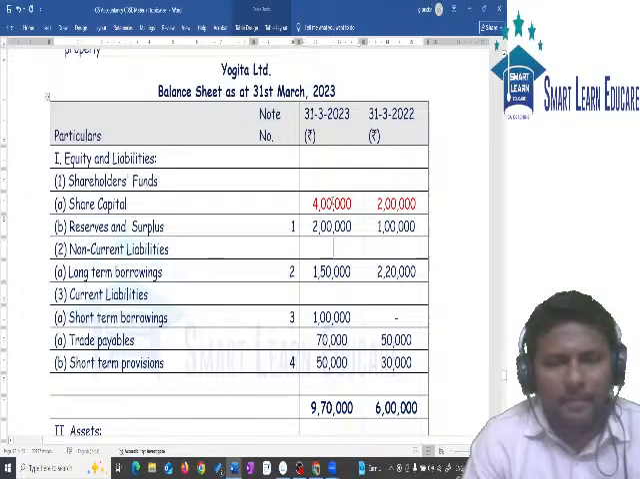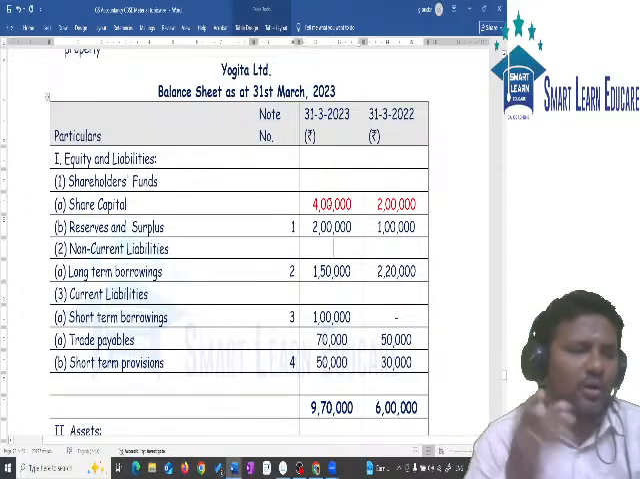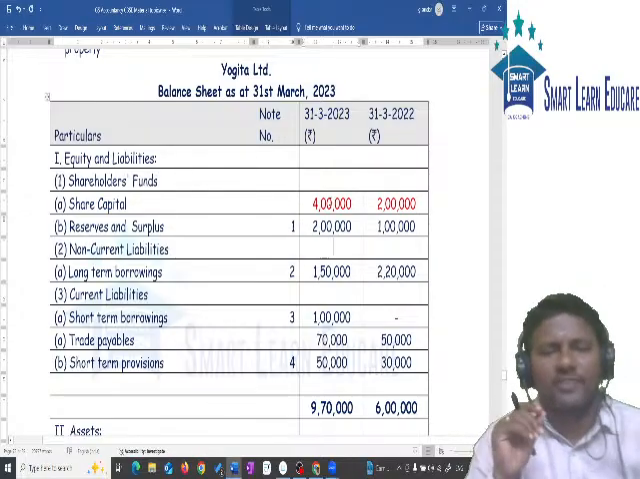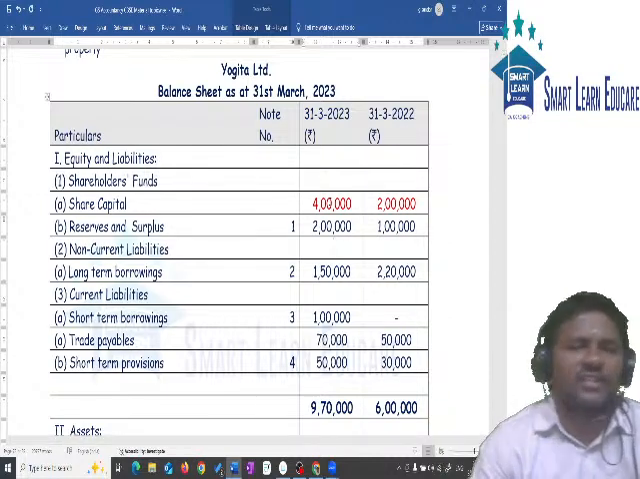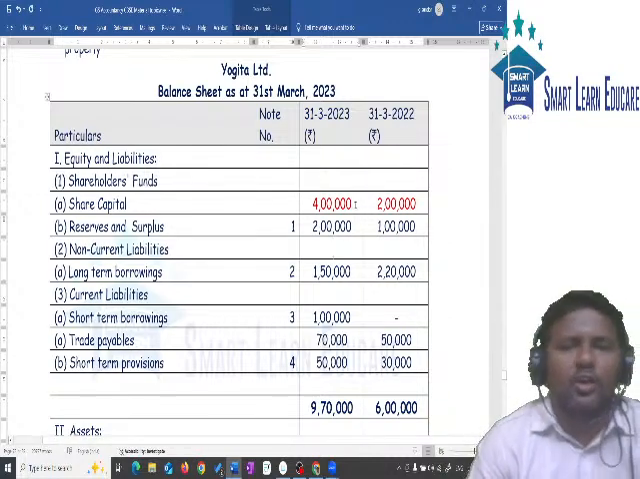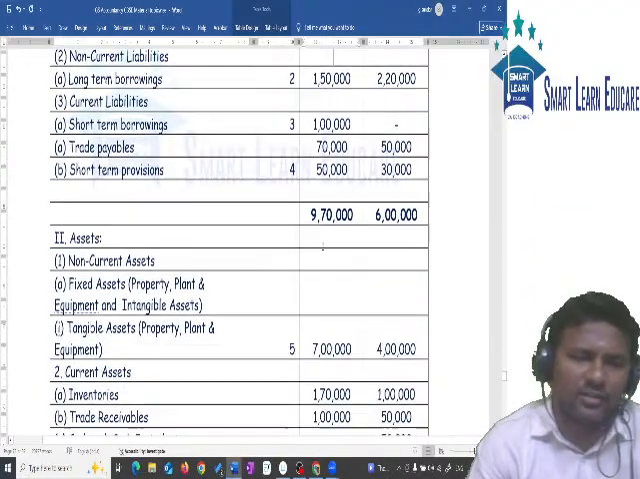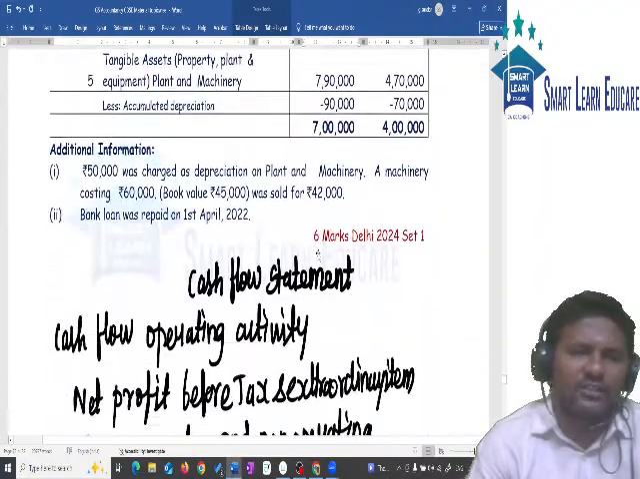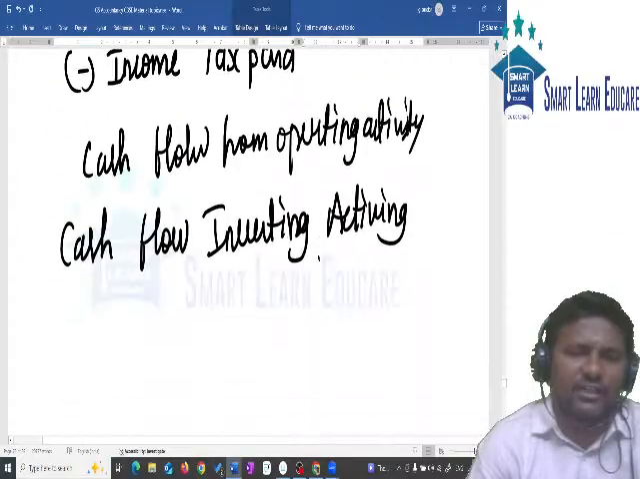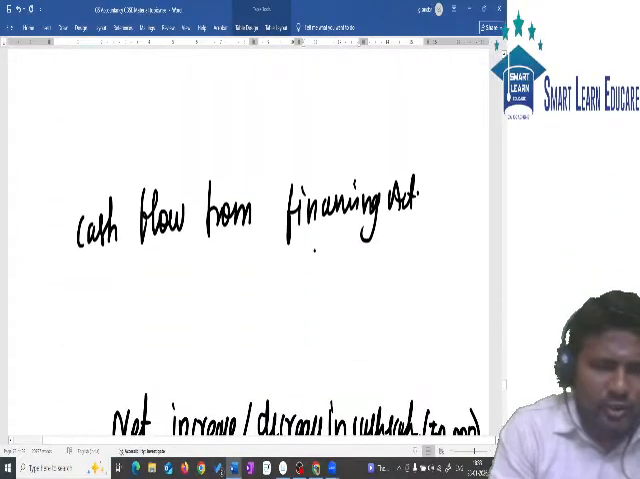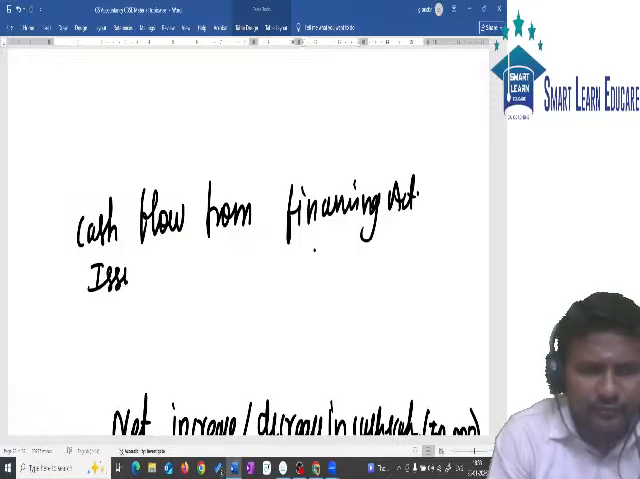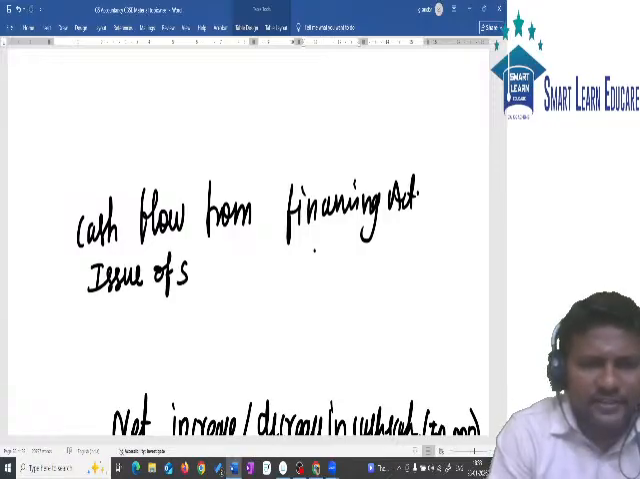Meaning there is an issue of shares. How much is the issue of shares? Opening balance 2 lakh, closing balance 4 lakh. It means the issue of shares is 2 lakh. அப்போ go to first activity. What is the first financing activity? Write issue of shares.